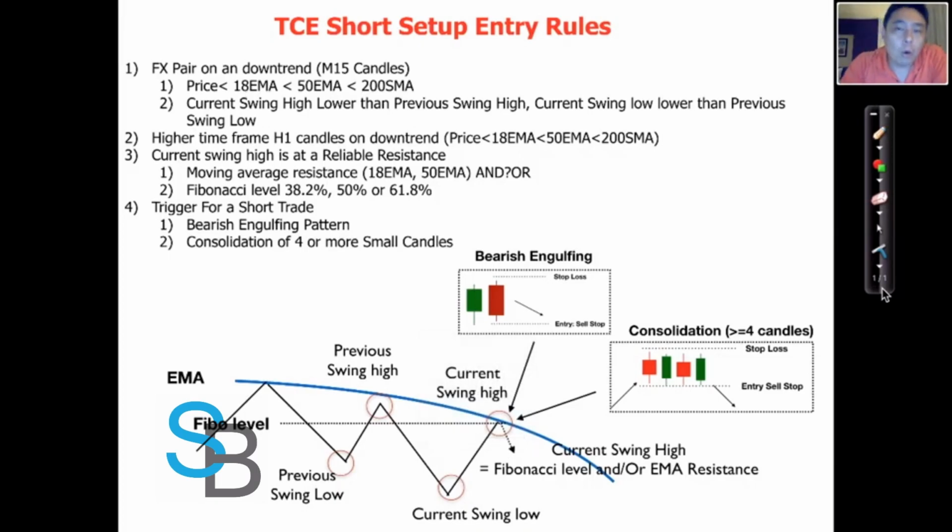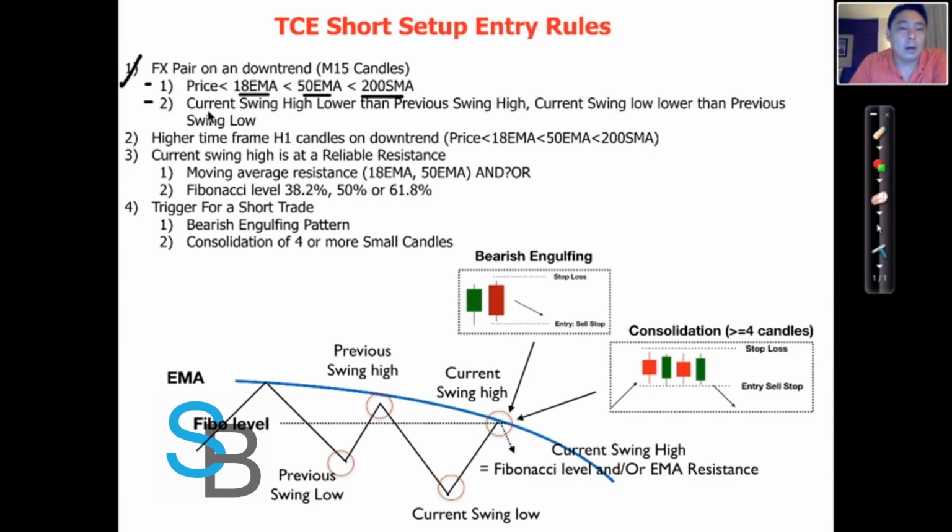Alright, so now let's go on to the short setup entry rules, which is basically the opposite. Again, before taking a trade, ensure that you've got the 4 conditions. Condition number 1 is you must see the currency pair on a downtrend from the 50-minute candle time frame. Again, there are 2 conditions. Number 1, the moving averages must be in a downtrend sequence. Again, the 18 EMA below the 50 and the 50 below the 200.